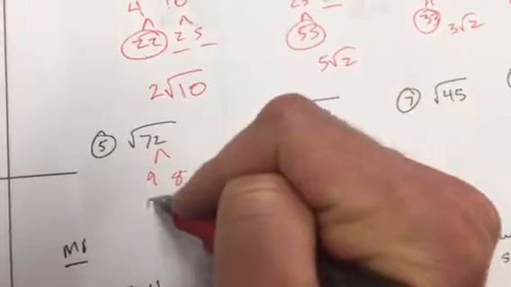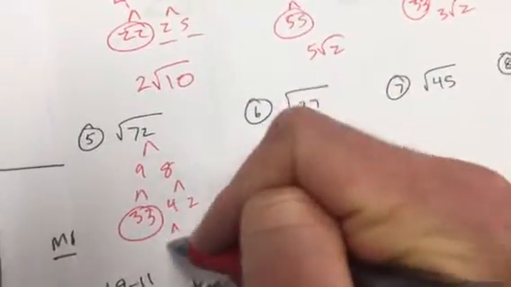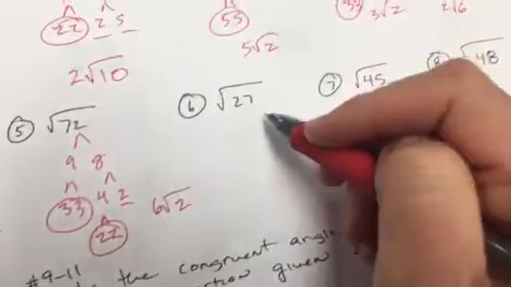72 is an interesting one. You can do 9 and 8. 9 is 3 and 3. 8 is 4 and 2, 2 and 2. 3 times 2 gives you 6 on the outside. This poor 2 has to stay on the inside.